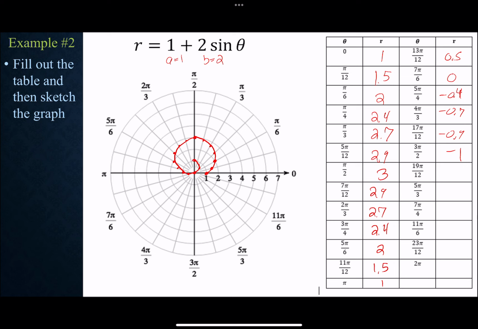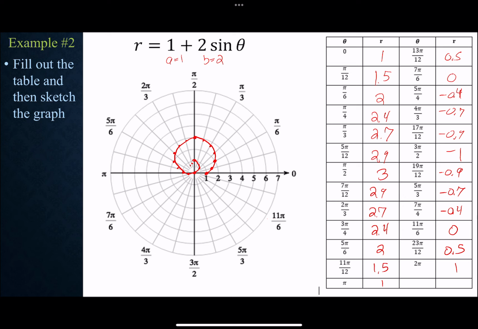And then you can kind of see where we're creating this loop on the inside, because now it repeats itself: negative 0.9, negative 0.7, negative 0.4, 0, 0.5, and then ending at 1. It should always end exactly where it started. So the negative 0.9 is going to go here because it's on the opposite side from where the angle is. The negative 0.7.